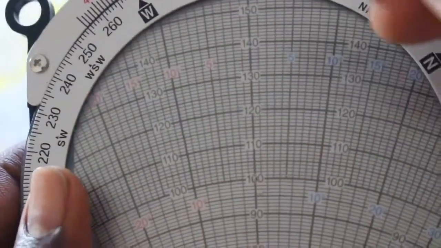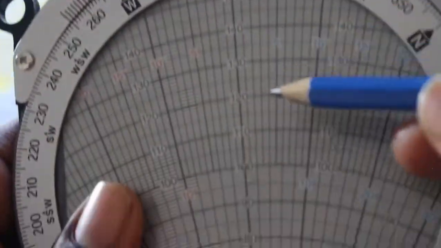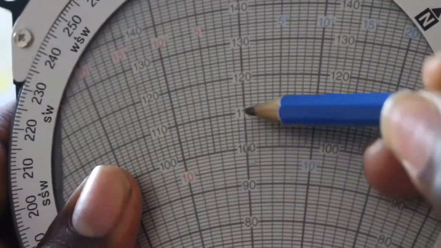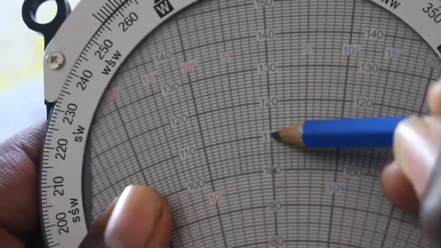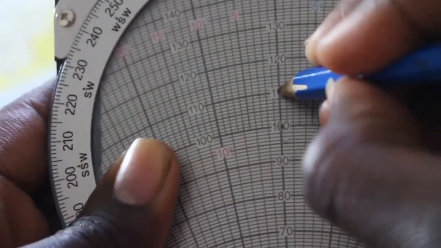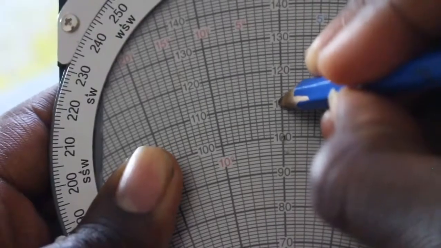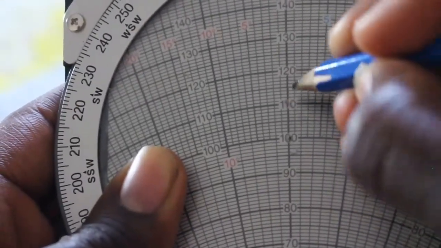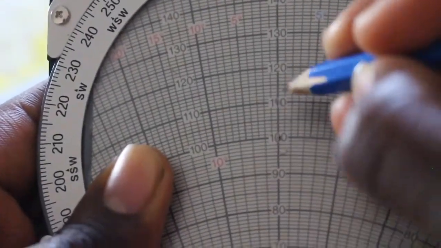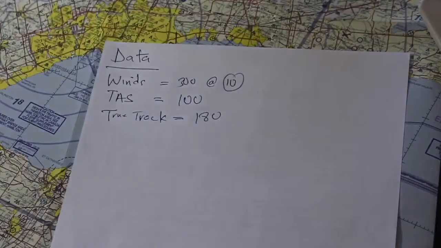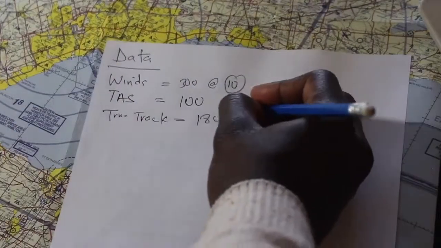So our wind speed is 10. Now we have a wind direction of 300. Our wind speed is 10. So I'm going to count 10 from the 100. So 100 plus 10 is going to give me 110. So I'm going to put my mark there under the 110. Now I have just put in the wind speed and wind direction.